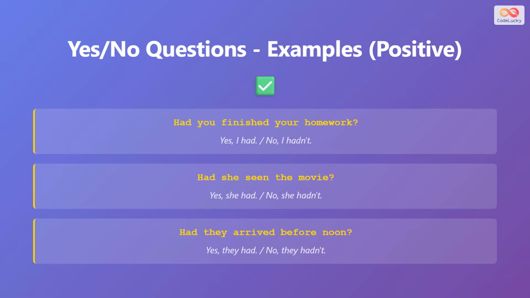Here are 3 examples of past perfect yes or no questions with positive responses. Had you finished your homework? The answer is yes, I had, or no, I hadn't. Had she seen the movie? The answer is yes, she had, or no, she hadn't. Had they arrived before noon? The answer is yes, they had, or no, they hadn't. Notice that had stays the same for all subjects.